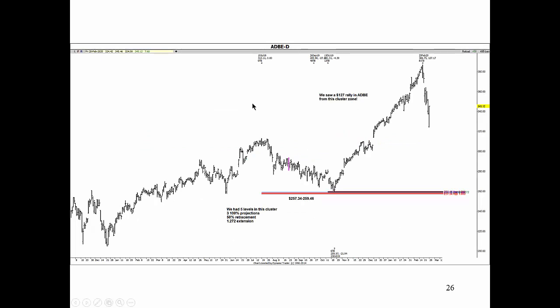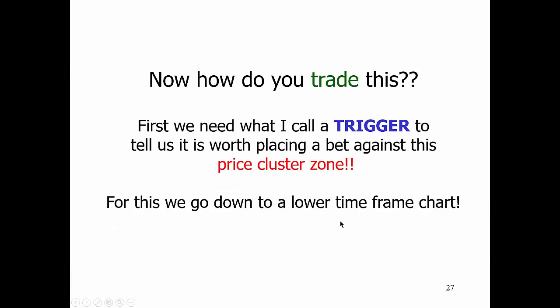So let's go back to that example that I teased you with in the beginning, which is Adobe. So you had all of these levels, so you're supposed to just buy it and place a stop underneath here. Well, some people would do that, but personally, I wait for triggers, and I have you wait for triggers because triggers will filter out a lot of these setups that are never going to go anywhere. So let's look at the next slide here.